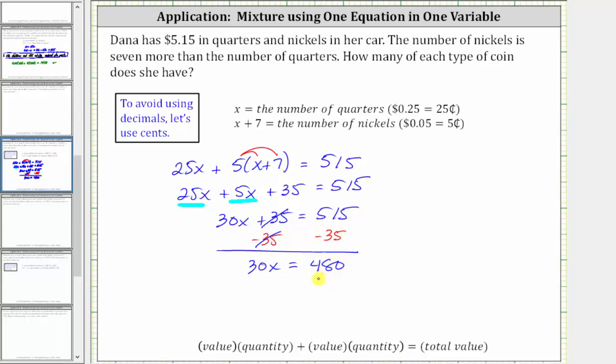The last step is to multiply or divide to solve for x. Since 30x means 30 times x, to solve for x we divide both sides by 30. Simplifying, 30 divided by 30 simplifies to 1, and 1 times x is x. We have x is equal to 480 divided by 30, which is equal to 16. Now that we know x is equal to 16, we can determine the number of quarters and the number of nickels. Let's do this on the next slide.